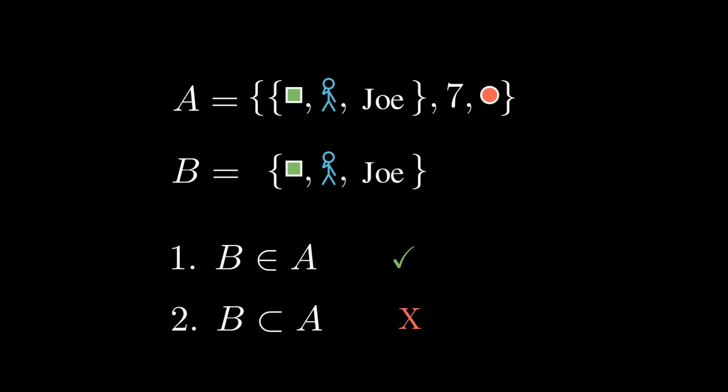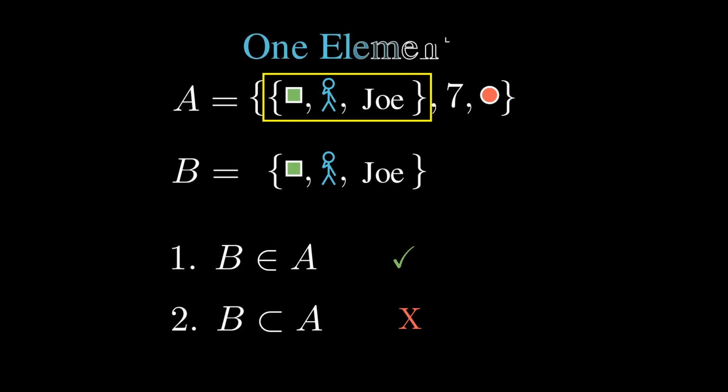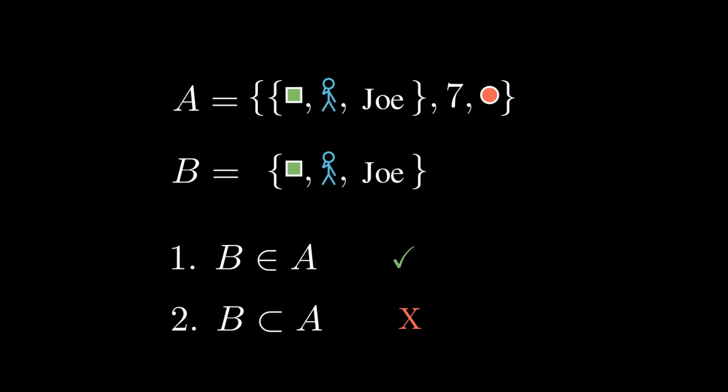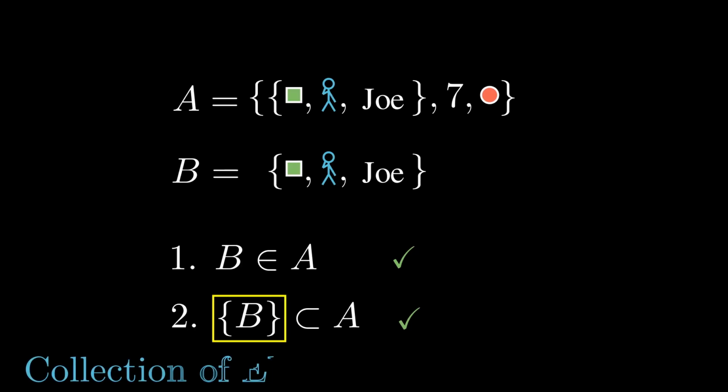Why? Well, when you have a set which contains other sets, those smaller sets, in this case B, are treated as a single element of the larger set, A. If you wanted to correct the second statement, you could say that the set containing B is a subset of A, as this set is now a collection of elements in A rather than an element itself.